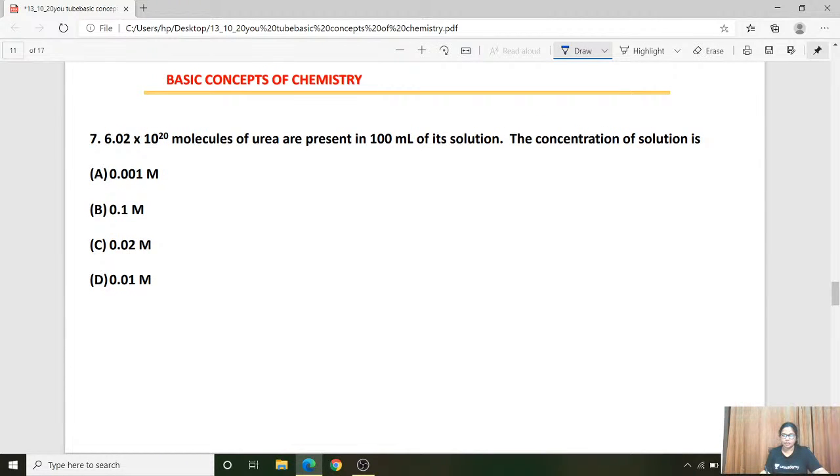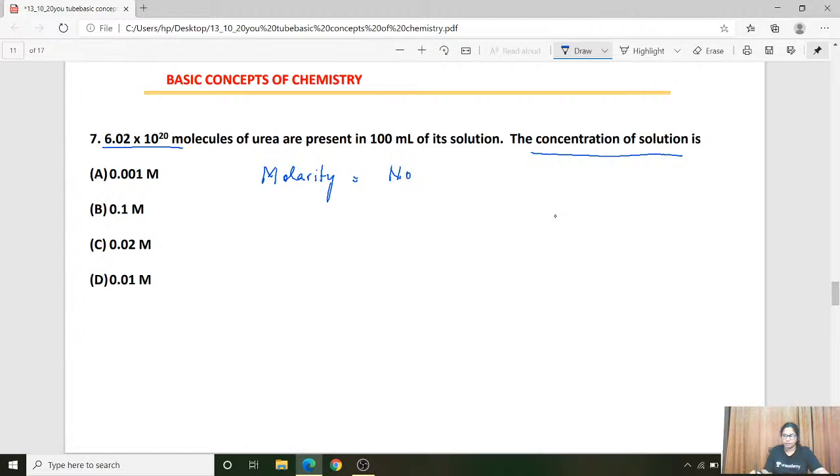6.02 into 10 to the power of 20 molecules of urea is present in 100 milliliter of its solution. The concentration of solution is? So how to find out? Number of molecules are given. The concentration is asked in molarity. You know the formula for molarity, students. What is molarity? Students, if you have the answer, you can write it in the comment box.